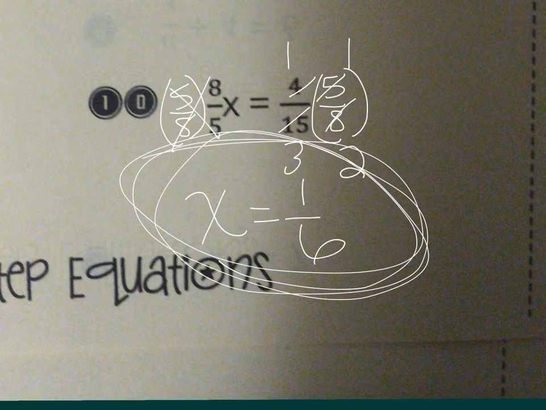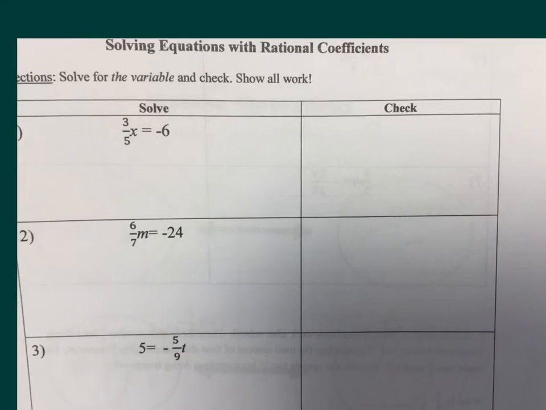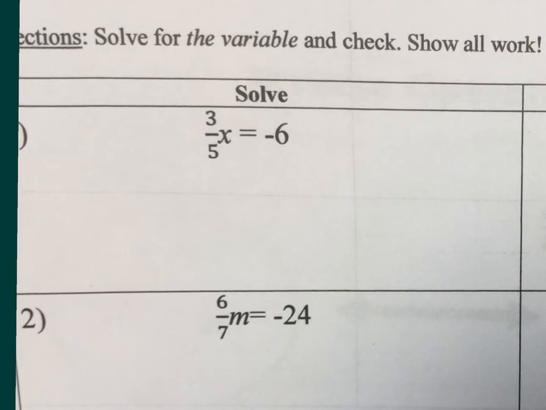It should be, looking at it here, solving equations with rational coefficients. And I might even do one with you real quick just to make sure you have it. So let's pull out your homework packet and go from there. Did you get a chance to grab it? Here it is. Solving equations with rational coefficients. Here's number 1. I'm going to do it real quick with you.